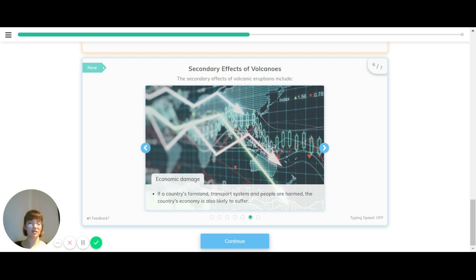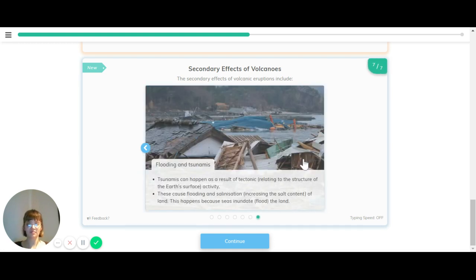There's also the danger of economic damage. So if key industries in a country, such as farming or important ways of a country functioning, like a transport system, are harmed, and obviously the people of a country are harmed, the economy is also likely to suffer as a result. Finally, there's a danger of flooding and tsunamis.